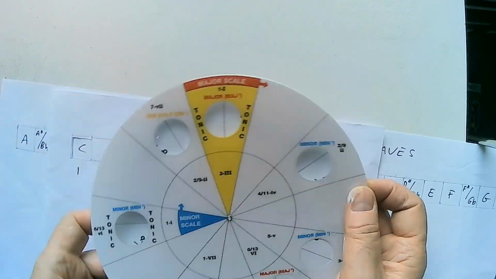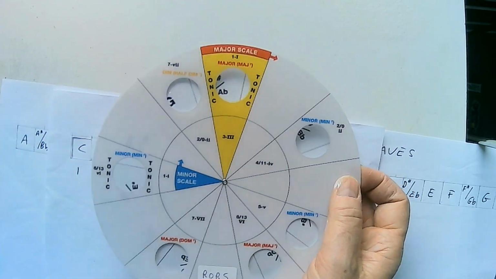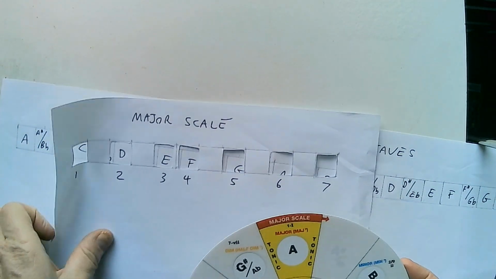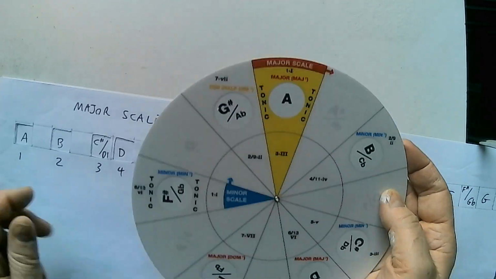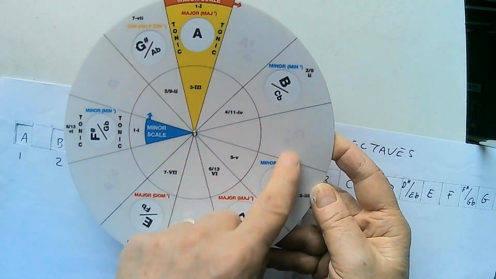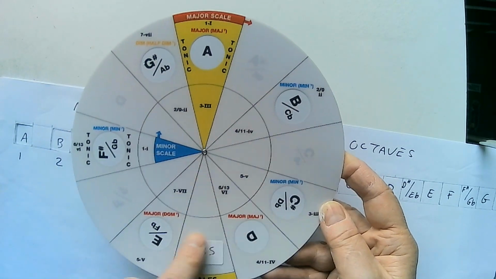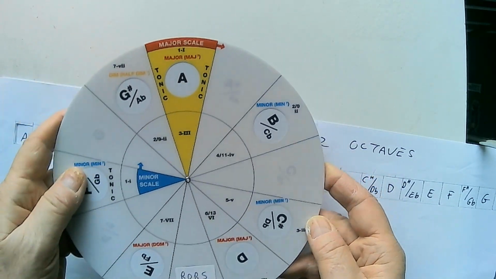For example, if you're in the key of A major, let me put this to A at the top. On my device, there's A major. You can see the notes. Same pattern of gaps and notes, and you can then read what's going around. Let's pick a tricky one.